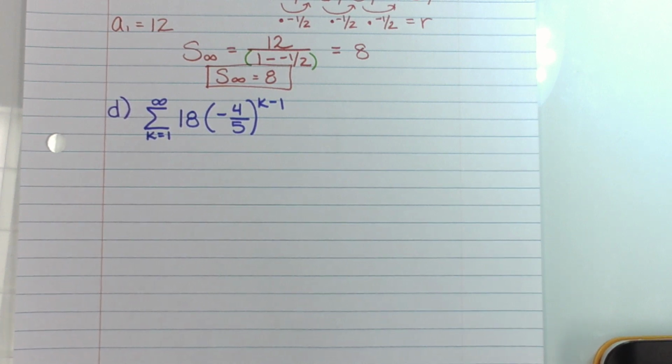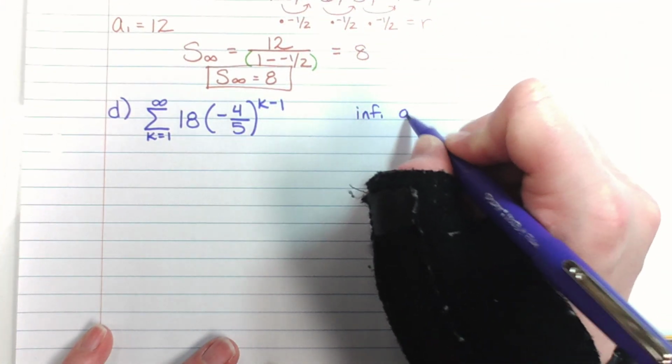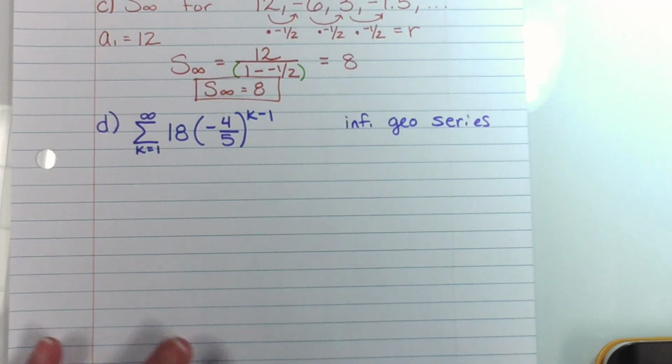Is it geometric or arithmetic? It's geometric. You can tell that because it's in exponential form. The variable is in the exponent. If it's not in the exponent, it's arithmetic. Arithmetic infinite series are divergent. So this is an infinite geometric series. We know it's a series because it's sigma notation.